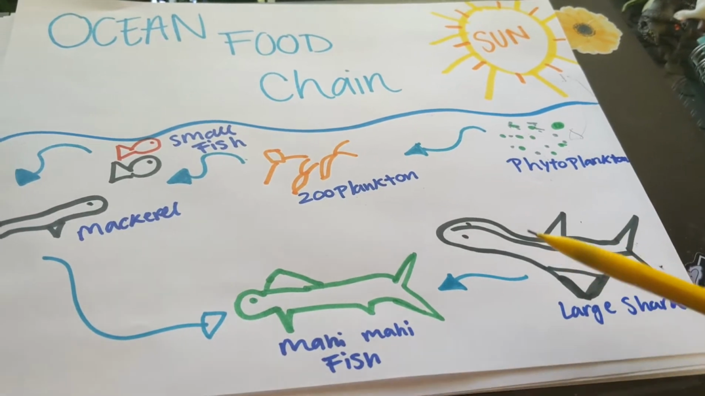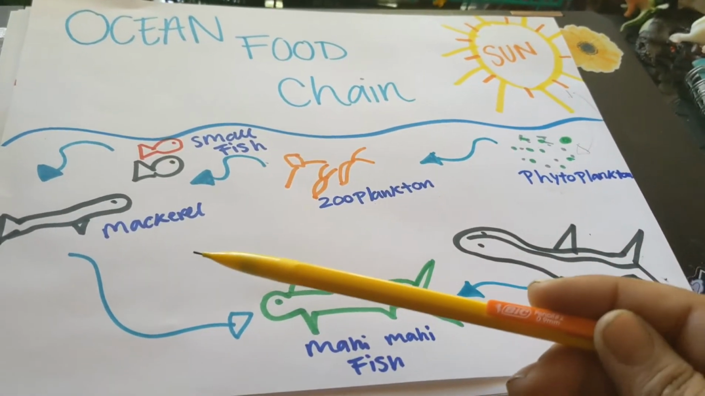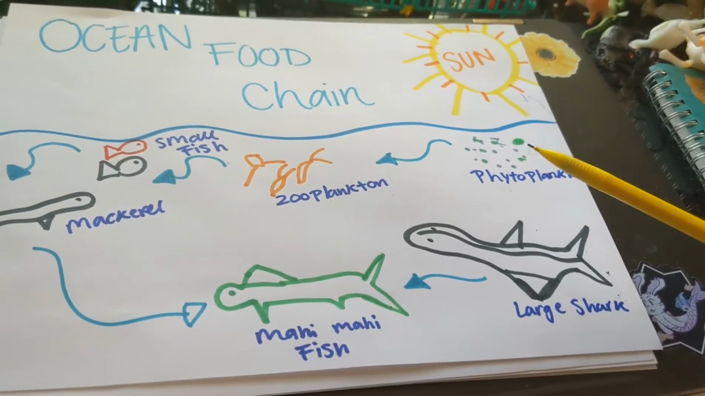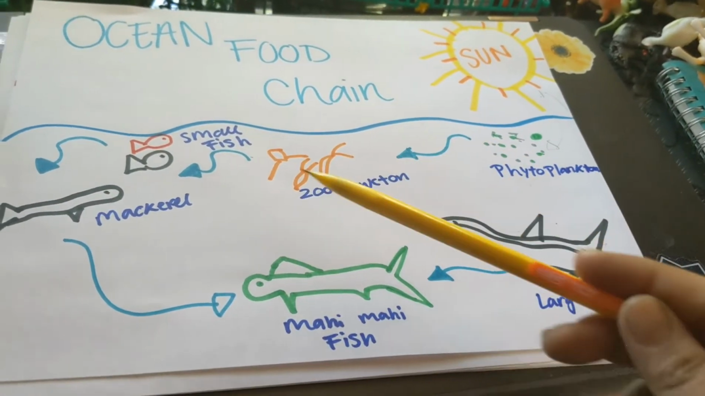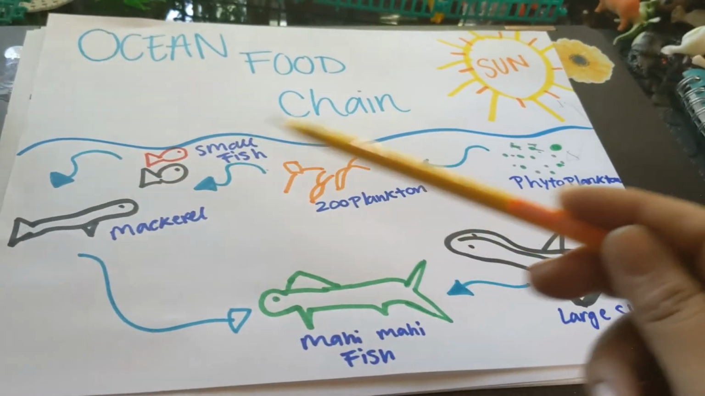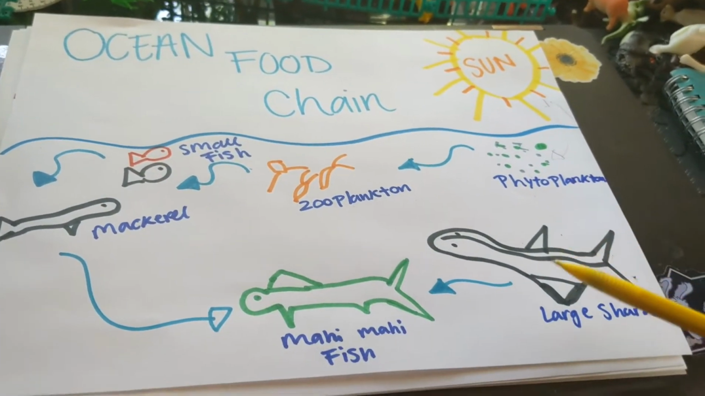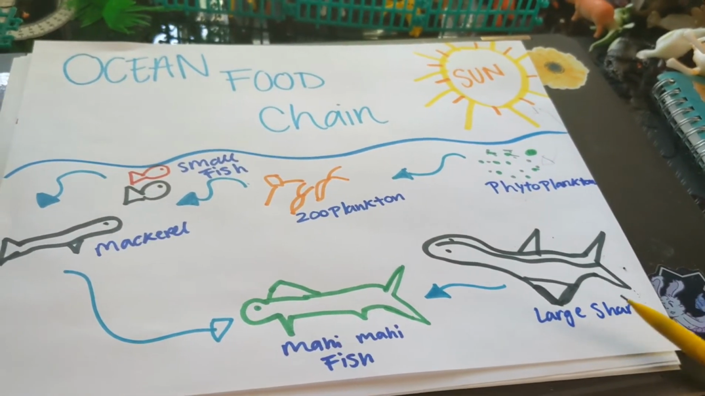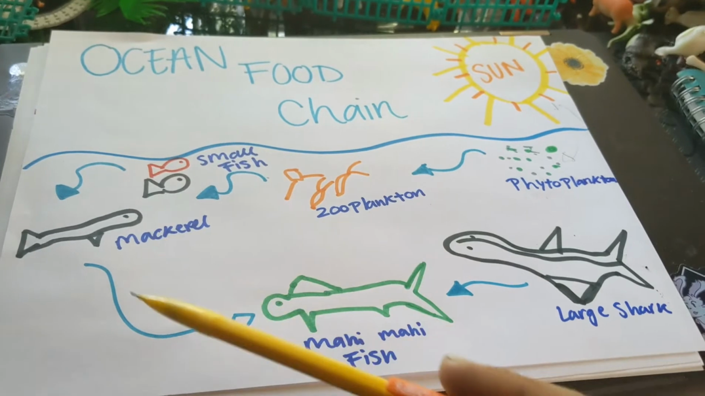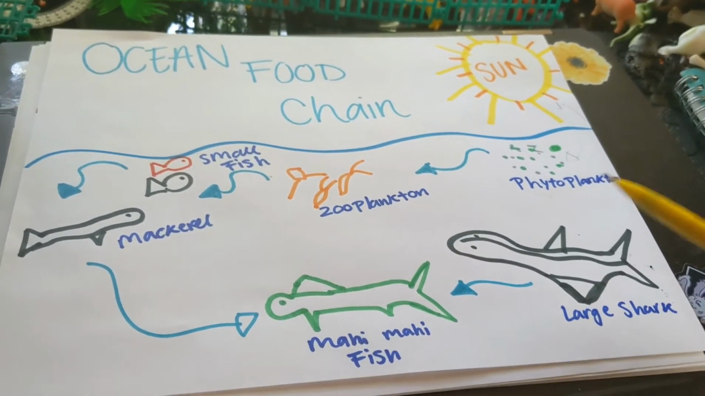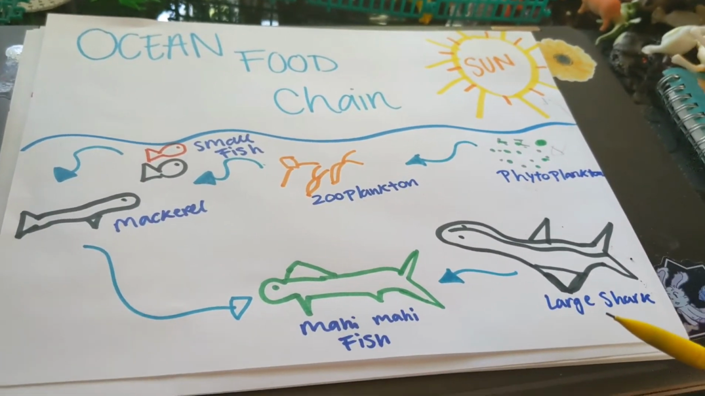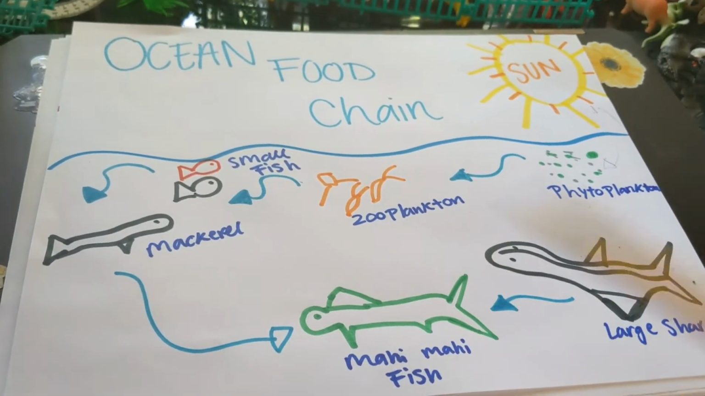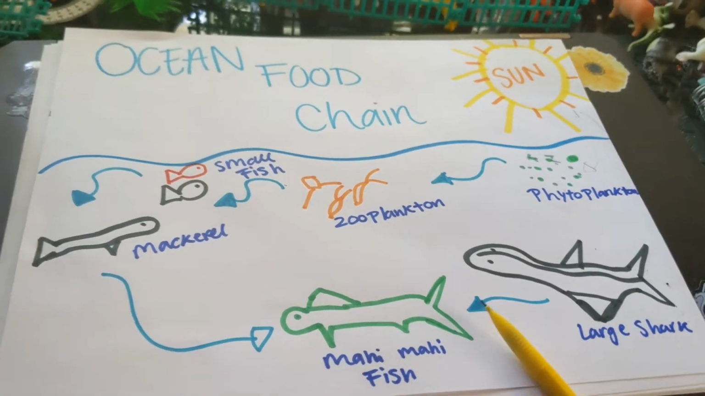The shark will have the least energy because it's the last consumer. Because it has to pass through the mahi-mahi fish, mackerel, small fish, zooplankton, and the phytoplankton. Sorry, so that's 1, 2, 3, 4, 5. Five organisms it had to go through in order to get the energy, so of course it has the least energy. Once you're done with your food chain, let me know which one has the most energy and which one has the least energy, okay? And use 4 to 5 animals, organisms in your food chain, okay?